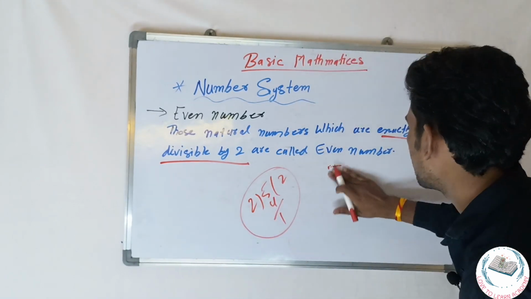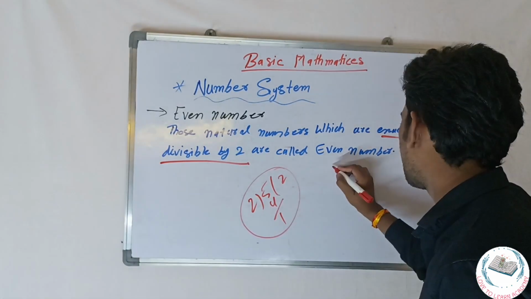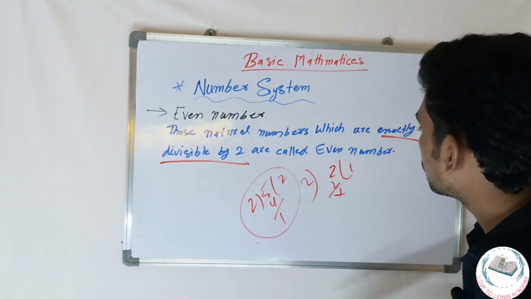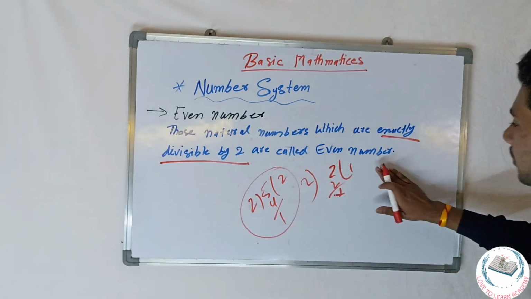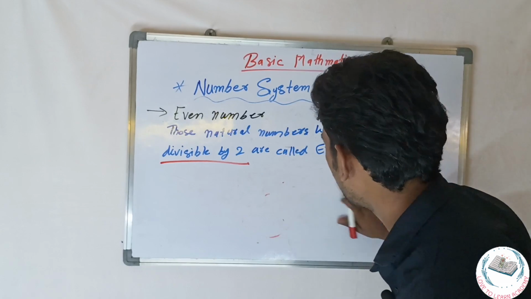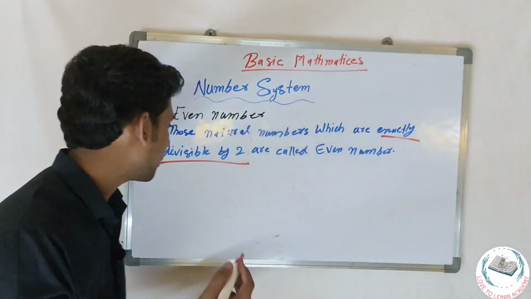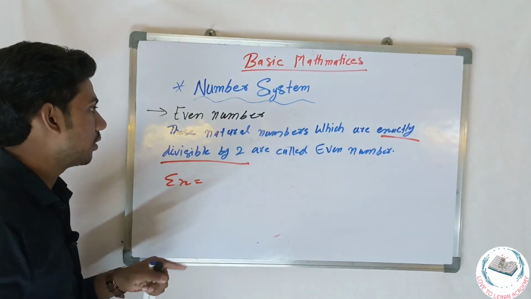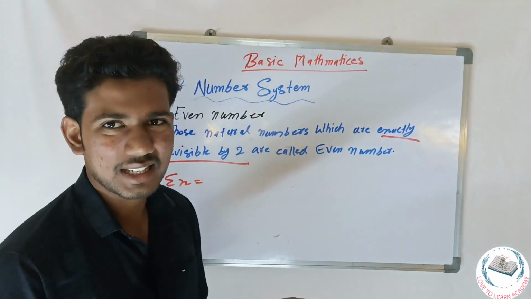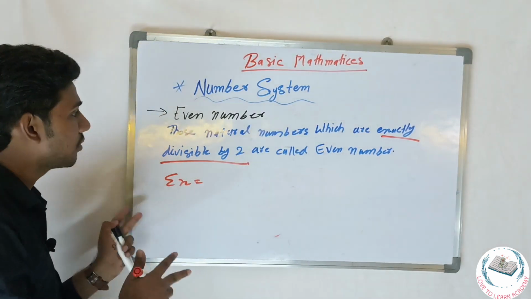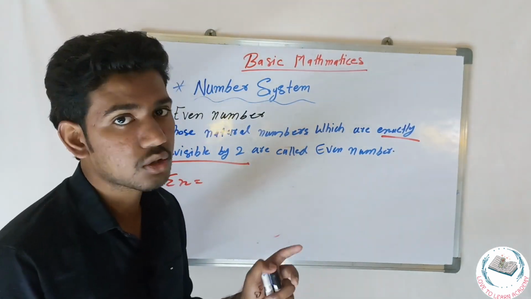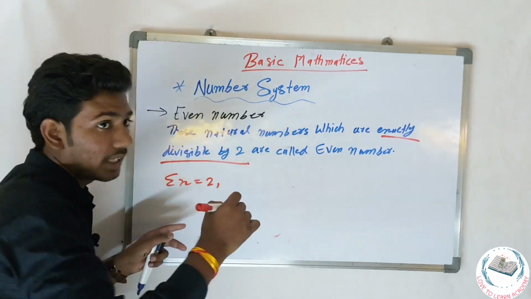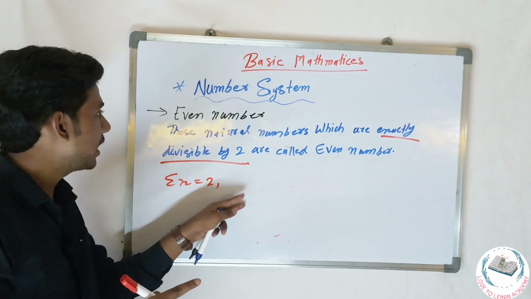But apart from it, take 2. If you divide 2, 2 ones are 2, it will be cancelled, so it is an even number. Like this, if I write examples here, if I talk about 1, is 1 an even number or not? If you divide 1 by 2, it's not divisible, so you can't count it. When you come to 2, 2 will be divisible. 3 is not divisible by 2, so you can't write it.